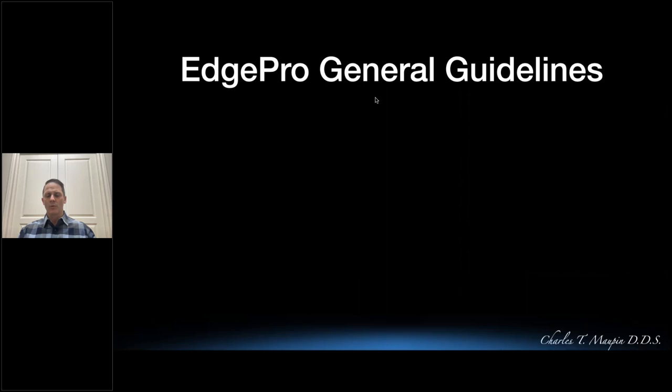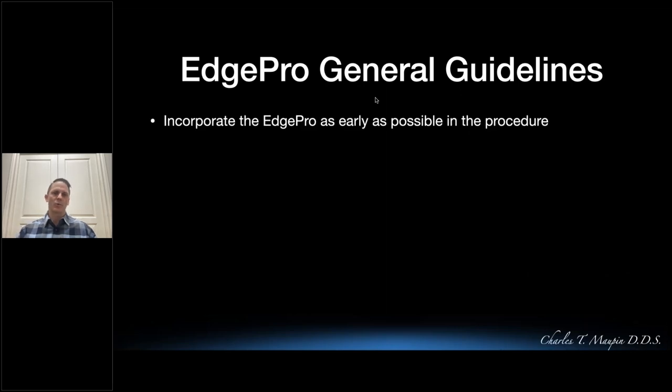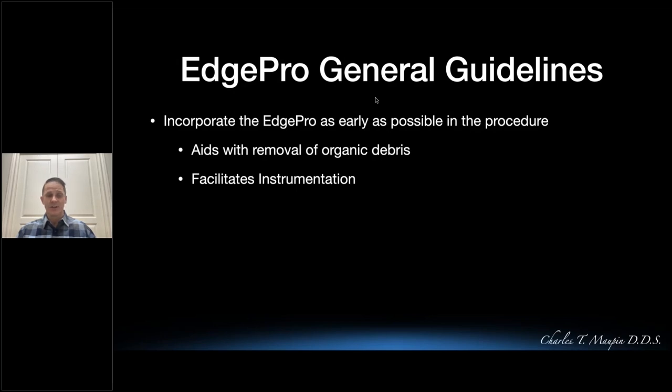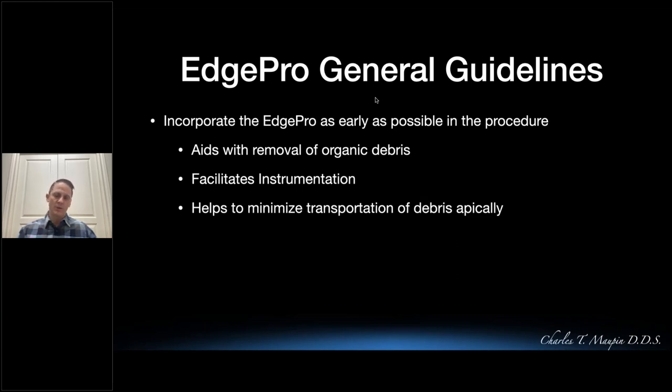So my general guidelines for the EdgePRO are to incorporate it as early as possible into the procedure. This is going to aid with removal of the organic debris and necrotic tissue, facilitate instrumentation, and help minimize transportation of the debris apically. We know that one of the main causes of post-op pain is pushing this debris apically. So if we can minimize the amount of debris in there before we start instrumentation, there's less chance that we're going to auger and transport that apically.